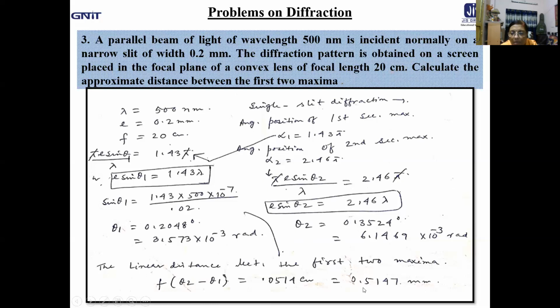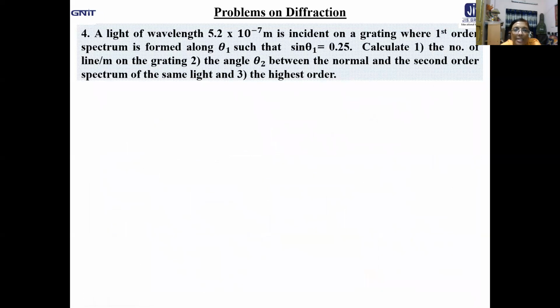Basically it is coming out as 0.5147 millimeter. That means 0.05147 centimeter. Okay. So the three problems are similar, but you must be very careful by looking at whether it is for slit or for grating, and whether it is for maximum or for minimum. Accordingly, it is done. Yes. Let us now move to the next problem.